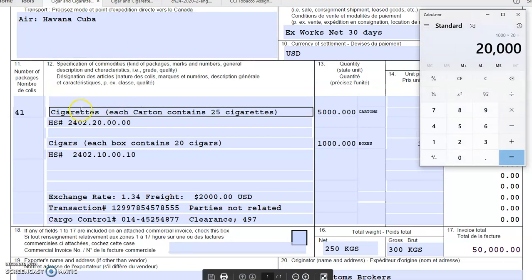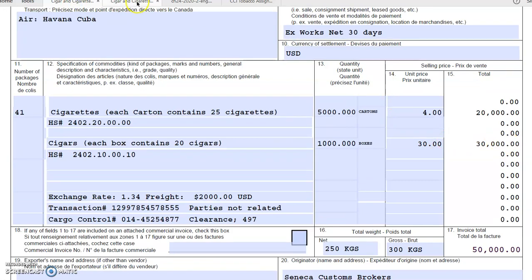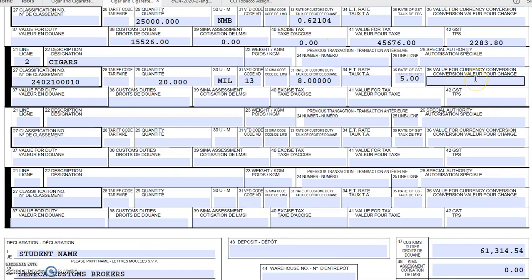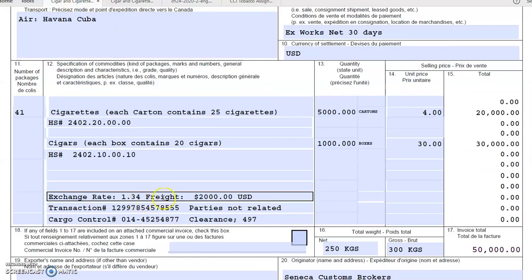We've got 20,000 cigars. So we put down here 20 because there's 20,000. This is what the answer is. It displays this because you can have a quantity in the decimals. But that's 20,000 cigars. The value for currency conversion is $30,000. So put in the $30,000. 30,000 times the exchange rate, which is 1.34. That's helpful.